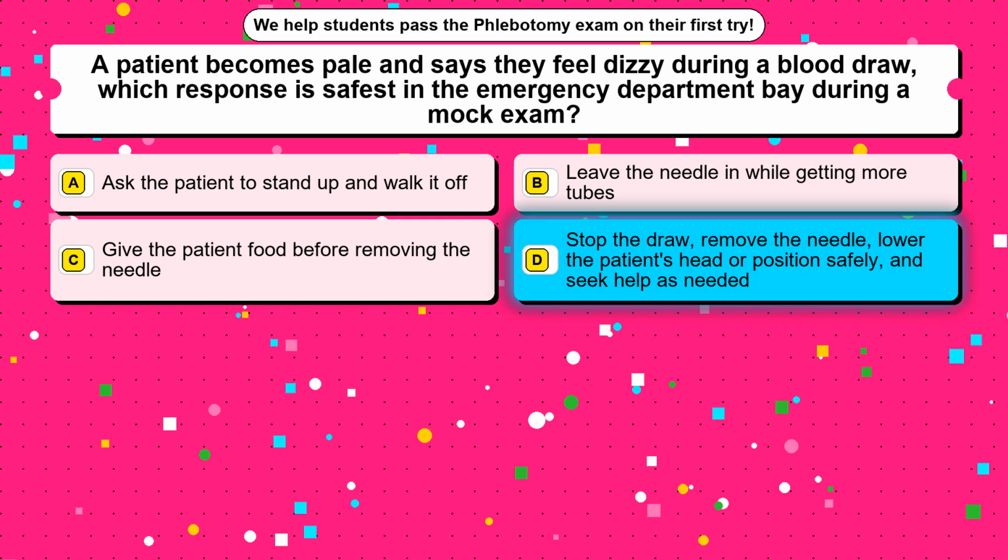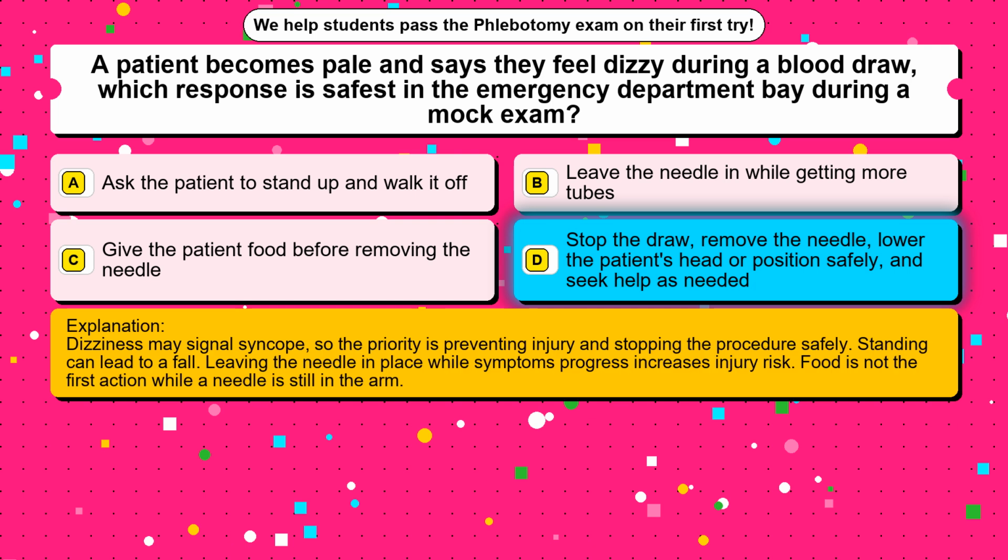The correct answer is option D. Stop the draw, remove the needle, lower the patient's head or position safely, and seek help as needed. Dizziness may signal syncope, so the priority is preventing injury and stopping the procedure safely. Standing can lead to a fall. Leaving the needle in place while symptoms progress increases injury risk. Food is not the first action while a needle is still in the arm.